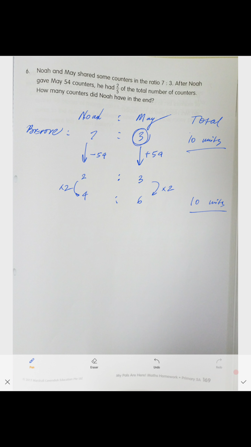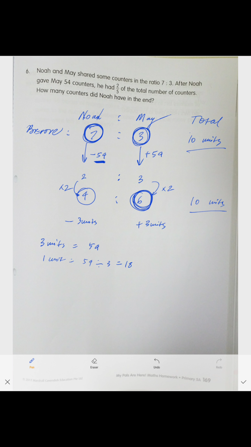So May had 3 units before, and she got 6 units. Noah got 7 units before, he gave away 54, and he got 4 units. So basically he lost 3 units, and she got 3 units. So 3 units is 54. I hope this is clear. It is 54 that they're moving. So 1 unit is 54 divided by 3, which is 18, right?